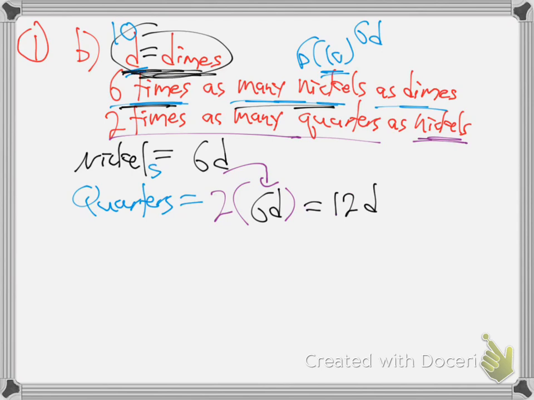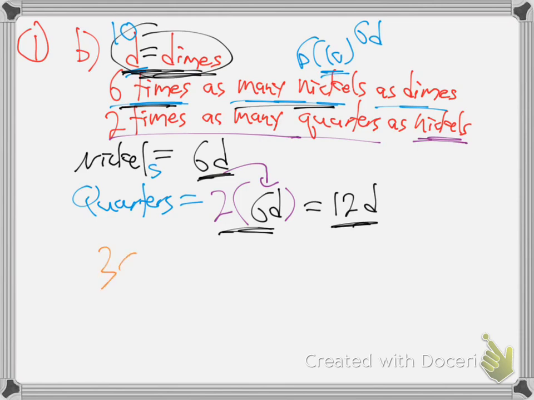So the D is dimes. Then the nickels is 6 times as many. And then the quarters is twice that. Twice 6D, so 12D. Okay, now, that's just the amount of dimes, nickels, and quarters. We want to get the monetary value, like how much money they're worth.